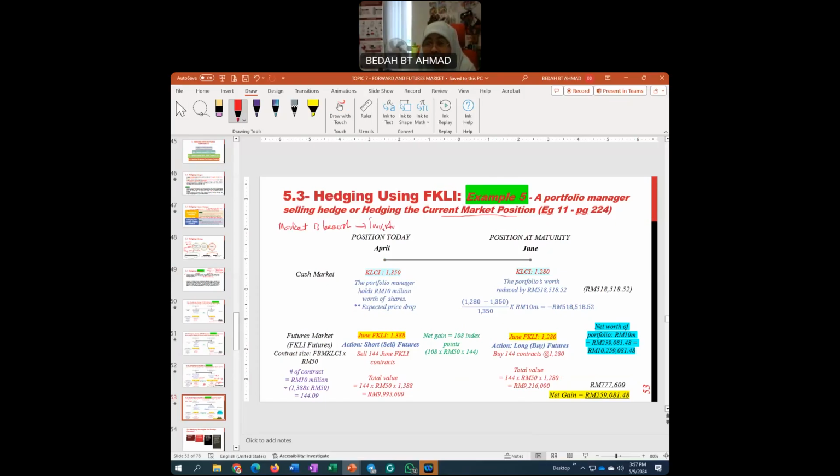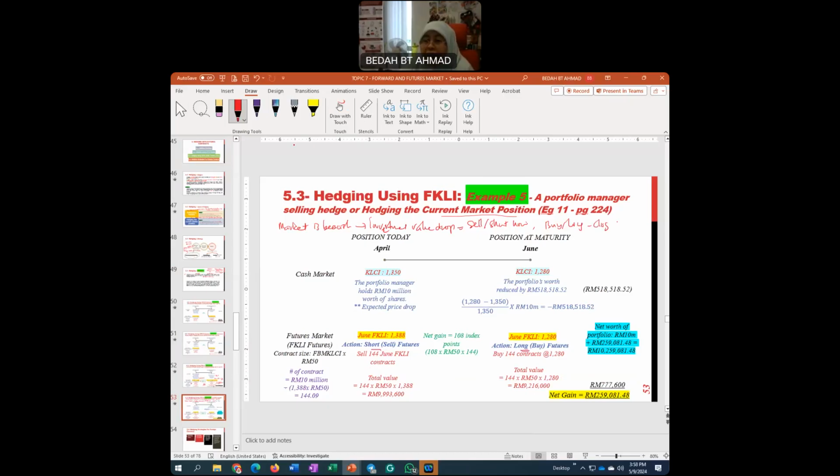So when the market is bearish, that will make the investment value drop. So the hedging strategy is that the portfolio manager needs to sell or short now in opening, and buy later, buy or long in the closing. Okay, for example here, the KLCI index is 1350, the portfolio manager has 10 million in hand and expects that the market is bearish, where the price drops.